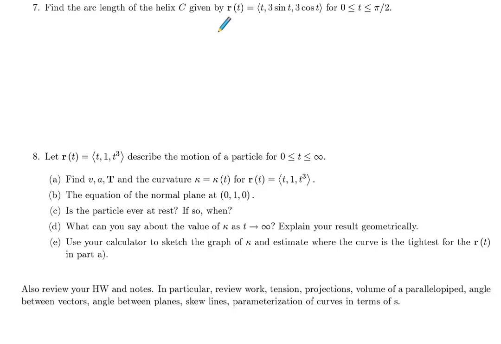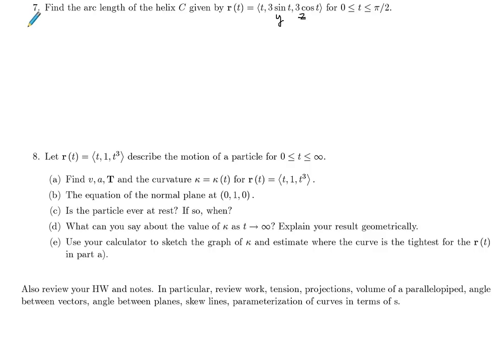All right, let's see. Next up, we're finding some arc length. The arc length of a helix here, t, 3 sine t, 3 cosine t. So 3 sine t, 3 cosine t in our y and z, that forms a cylinder along the x-axis, because x equals t is what is varying there. Here, it's only a portion of the helix from 0 to pi over 2.